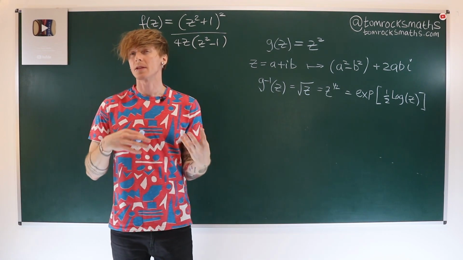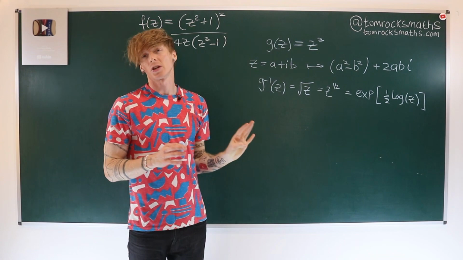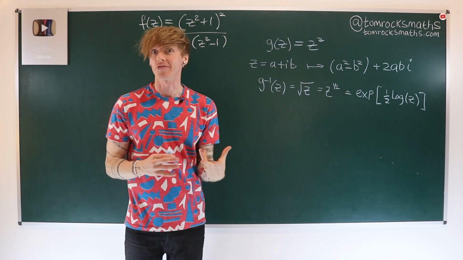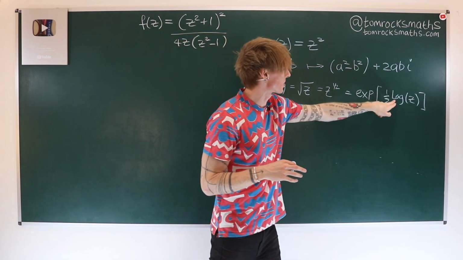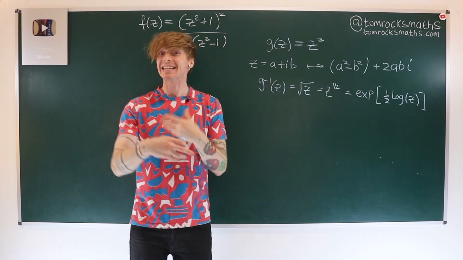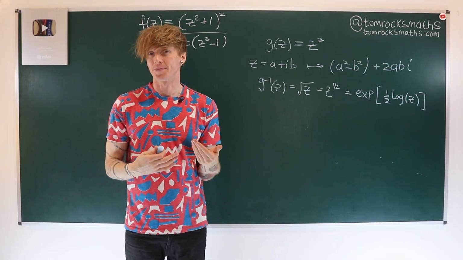So this means if we're going to understand the square root function, we actually need to understand the complex logarithm. And you may have noticed I've used a capital L on the log here, and that's to indicate that this is indeed the complex valued logarithm function.